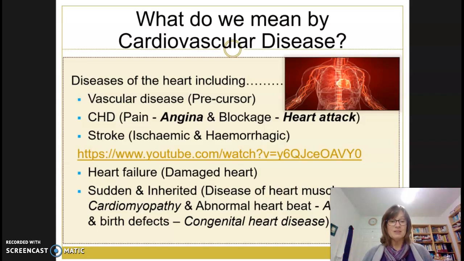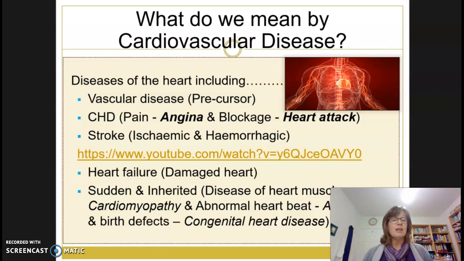Coronary heart disease is when your coronary arteries, so the ones actually supplying your heart with blood, with oxygen-rich blood, become narrowed by a gradual build-up of the fatty material, the atherosclerosis.